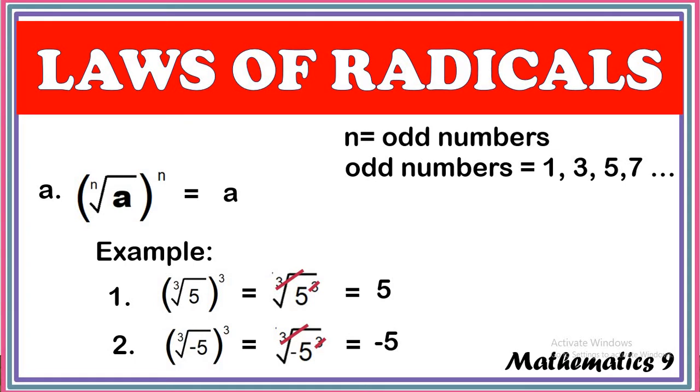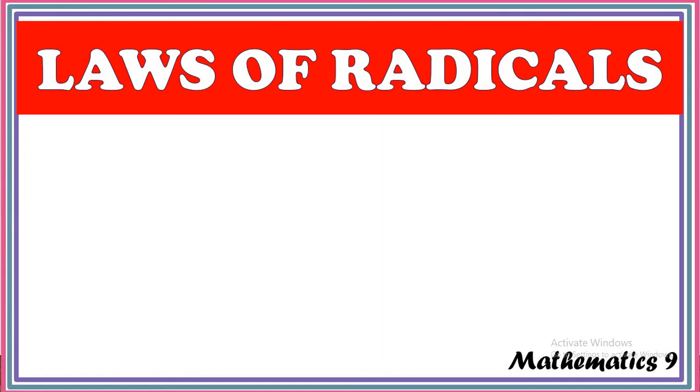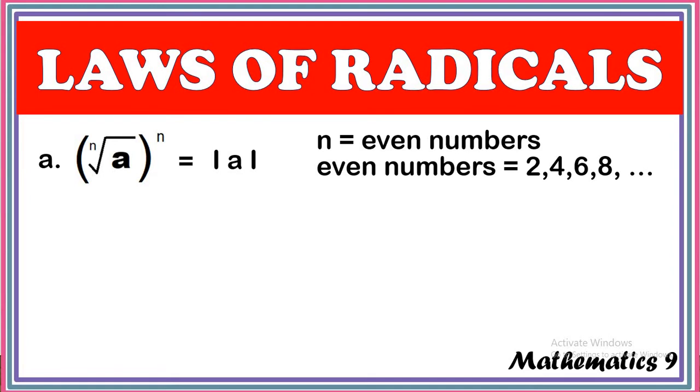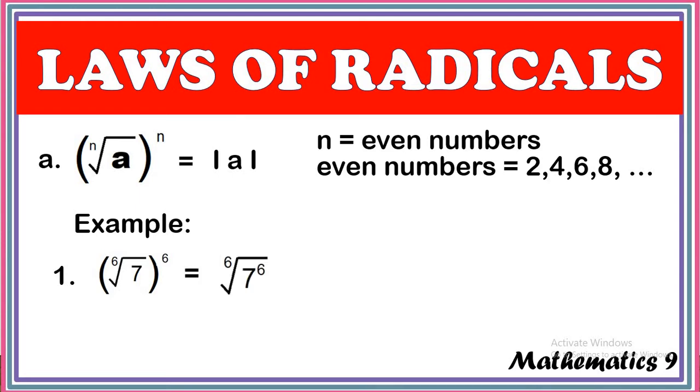So, what happens if our index is an even number? What are the even numbers? That is 2, 4, 6, 8, and so on. The answer is in absolute value. For example, we have the quantity 6th root of 7 raised to 6, or simply write it as the 6th root of 7 raised to the power of 6, then cancel it. So your answer is the absolute value of 7, which is 7. When we say absolute value, the answer is always positive.